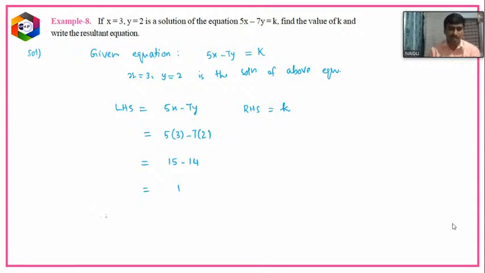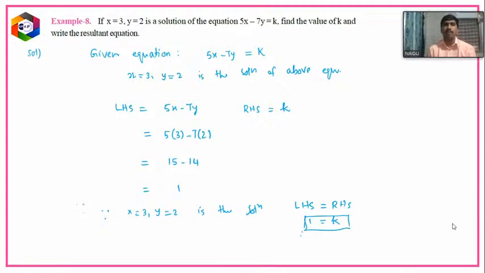Since x equal to 3, y equal to 2 is the solution, LHS must be equal to RHS. If it is a solution, then only it satisfies. So what is LHS actually? 1 is equal to k. Therefore, from this it is very clear that k value must be equal to 1. So we have calculated the value of k.